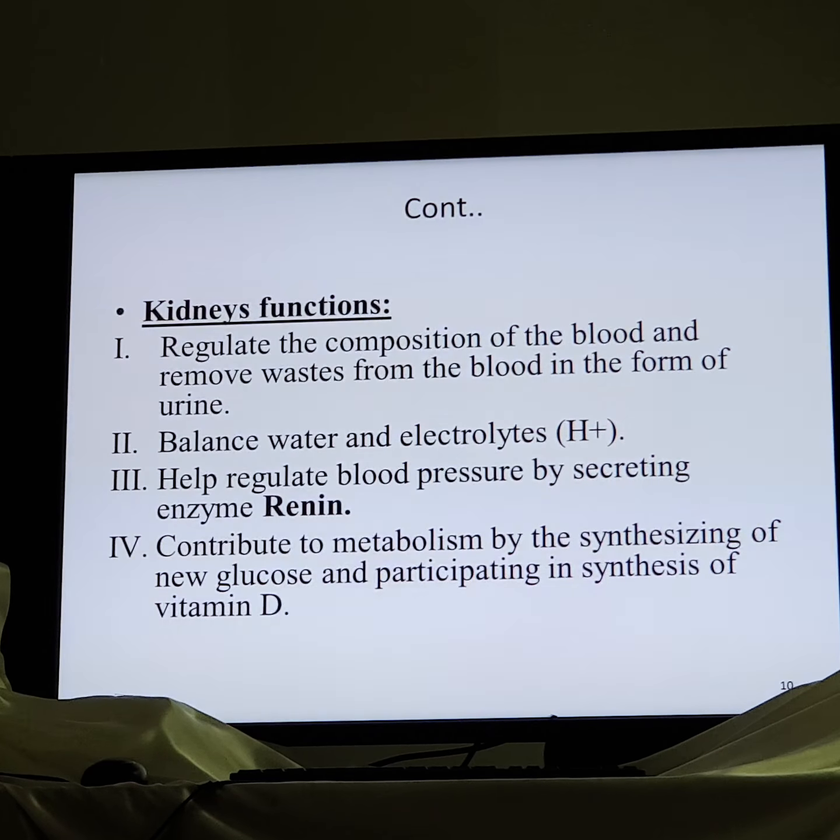As we said, the kidney's functions are to regulate the composition of the blood and remove waste from the blood in the form of urine, and this is the final product. They balance the water and electrolytes in the blood, help to regulate blood pressure by secreting the enzyme renin, contribute to metabolism by synthesizing new glucose, and participate in synthesizing vitamin D.